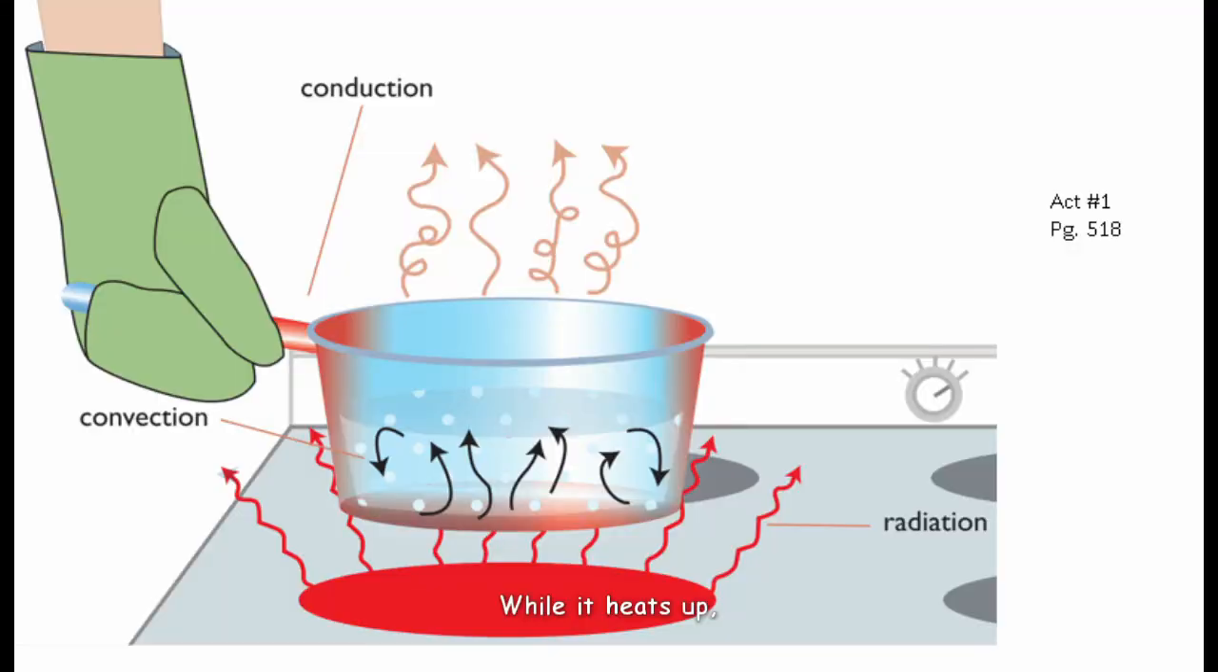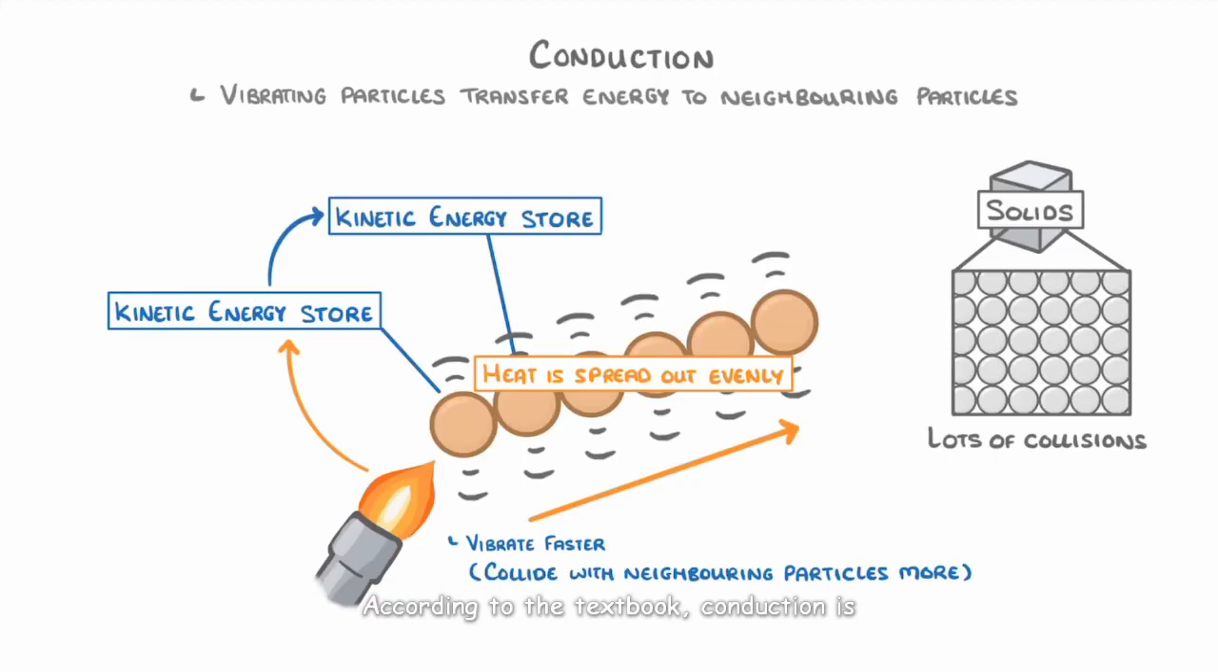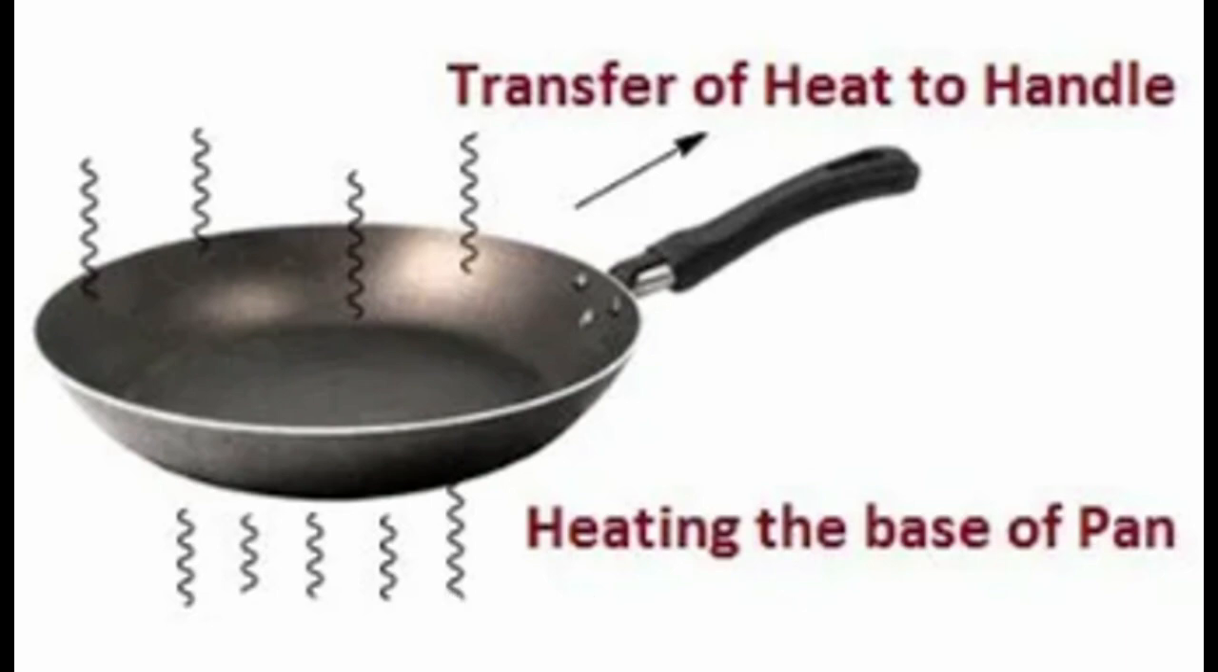While it heats up, let's review the 3 ways heat energy could be transferred. First, there's conduction. According to the textbook, conduction is the transfer of heat energy throughout a material or through contact between different materials. Think of a pan heating on a stove. The heat from the stove goes to the pan, allowing for the food within to be cooked.